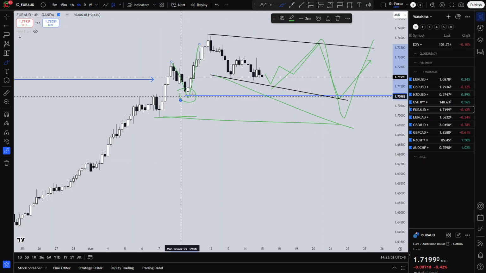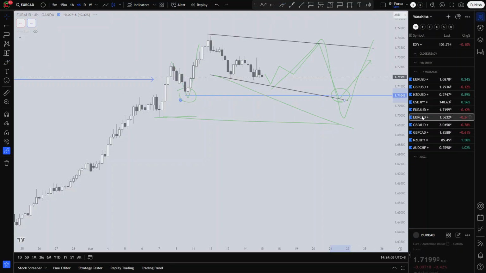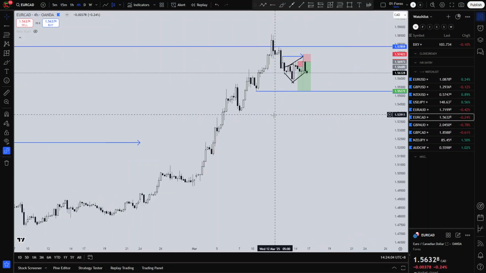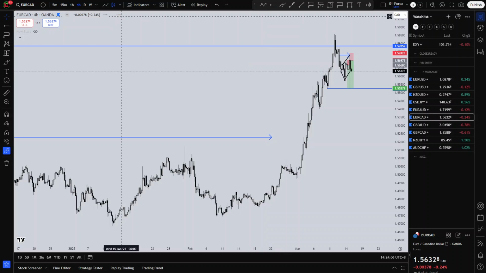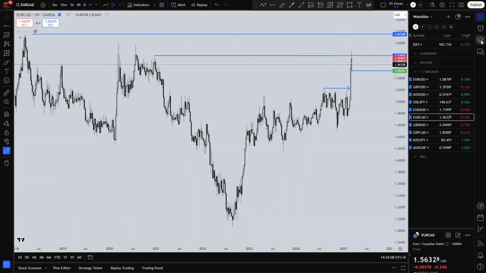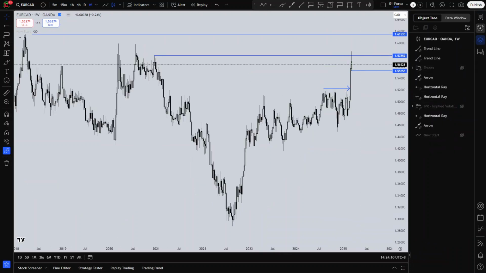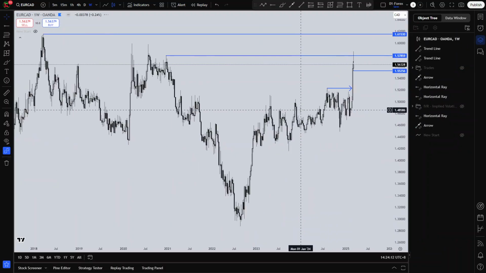But if I see clear price action on a higher time frame, like a 4-hour time frame, I would definitely entertain a long position from here. Euro Canadian dollar, also a very interesting one on the weekly time frame. Let me shortly hide this stuff here.